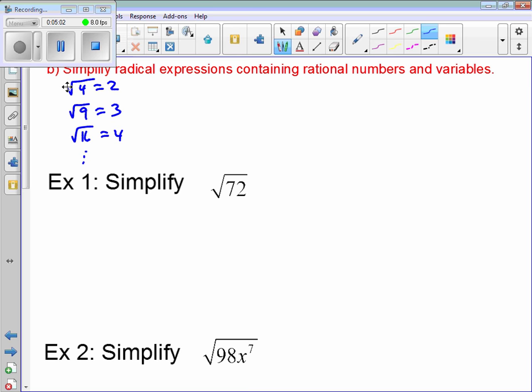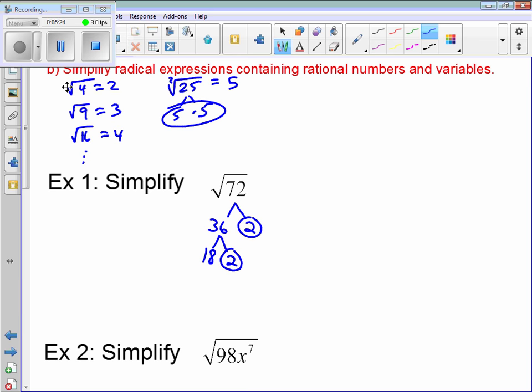So if I had the square root of 25, you can break it down into 5 times 5. And if you have a pair of 5s, it's the square root of a pair of 5s, so you're going to bring it out as a 5. So 72, I'm going to do the same thing here. What times what is 72? We're just going to do 36 and 2. 36 is 18 and 2.